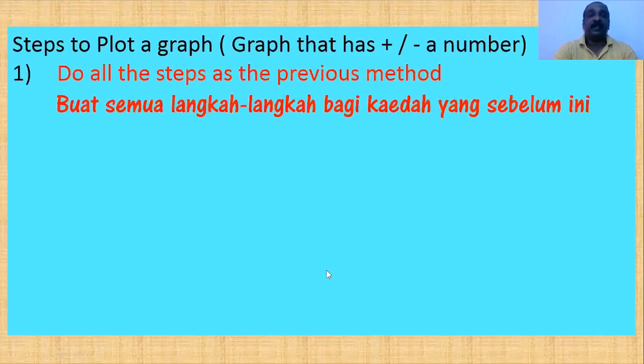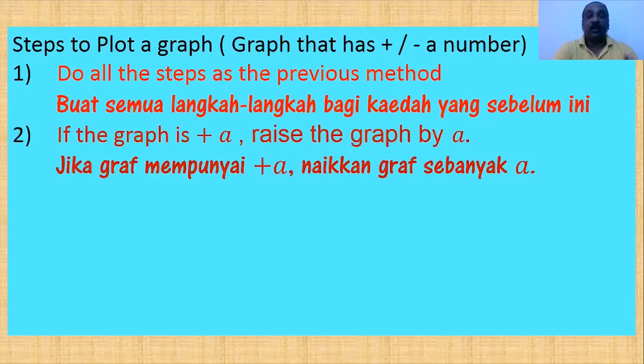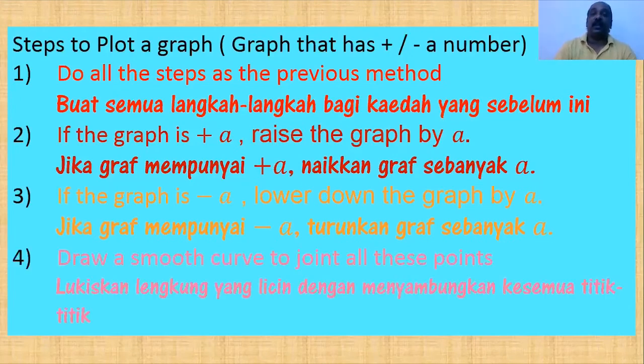What are the steps? Do all the steps as in the previous method, like how you did earlier. Then for the whole graph, if it is a positive number A, you raise the graph by A. If it is negative A, you lower the graph by that A. We do the first step as before, and then you just have to move up or down. Then you'll get your final answer ready. Draw a smooth curve to join all these points.